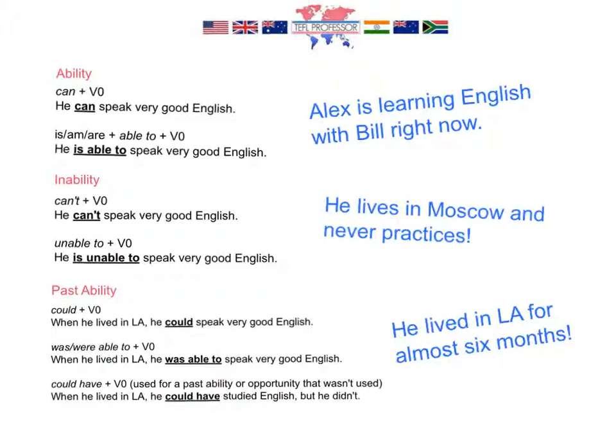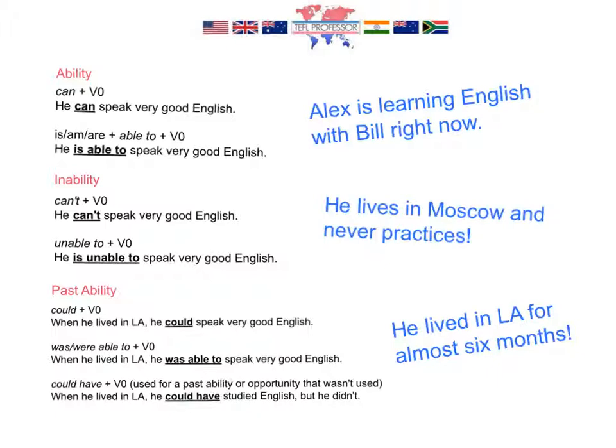Just like inability. So Alex lives in Moscow and never practices his English. His inability: he can't speak English. He can't speak very good English. He is unable to speak very good English. Again, very little difference between can't and unable to. The main thing is that unable to is a little bit more formal, used in writing.